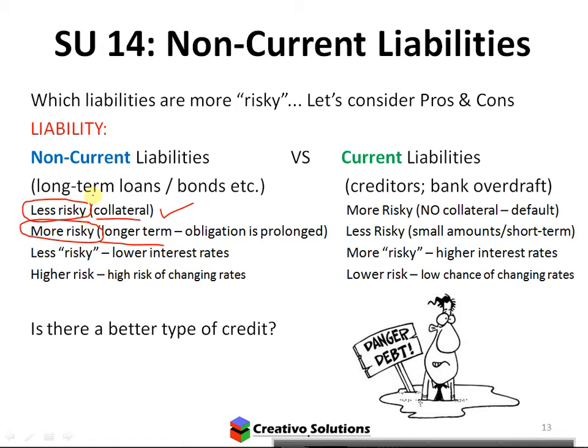Things can change. Okay, so with a longer term, the obligation is prolonged. A lot can happen over a long period of time. Not a lot can happen over a short period of time, exactly. And then if we're looking at less risky, in terms of lower interest rates, we spoke about that. Why does long-term debt carry a low interest rate? Because it's over a longer period of time. And it's secured. It's got collateral, correct. It's got security.